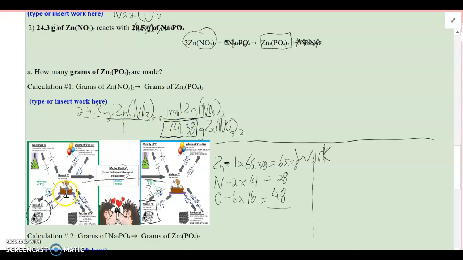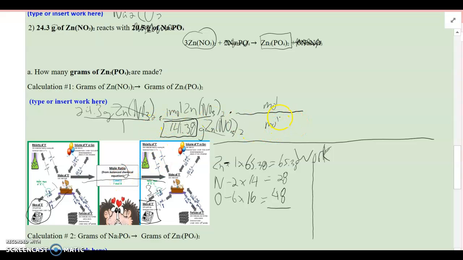Great. Done with step 1. Step 2, I have to do my mole to mole ratio. So it says take the mole, put mole of what I started with, which is here. I'm going to cross those units out too. So mole of what I started with is on the bottom.